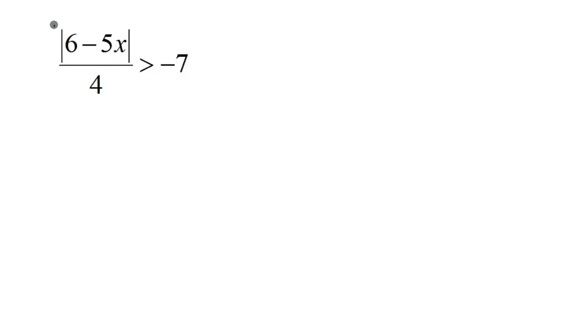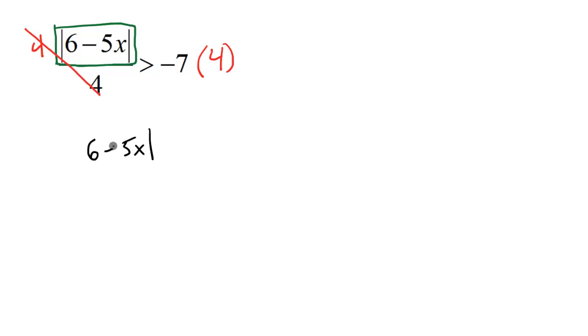So like before, we need to mess around with this side of the inequality symbol first. So let's get rid of the division of 4 by multiplying the left side by 4, which means we also have to multiply this side by 4. So now 4 over 4 cancels out, and we're left with the absolute value of 6 minus 5x. It's going to be greater than negative 7 times 4, which is negative 28. Okay, now it's isolated, but we still have a negative number on the other side of the inequality.